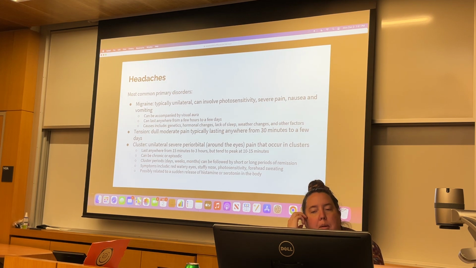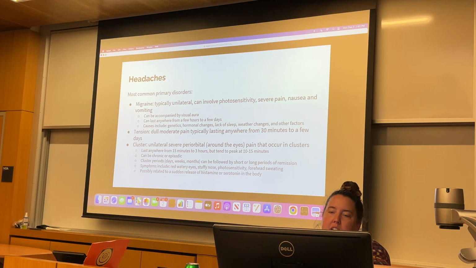The most common primary headache disorders, so migraine. Migraine is typically unilateral. It occurs on one side of the head. They'll say my right side of my head or my left side of my head feels horrible. It can involve photosensitivity, which is sensitivity to light, severe pain, nausea, and vomiting. It can be accompanied by a visual aura, and it can last anywhere from a few hours to a few days.